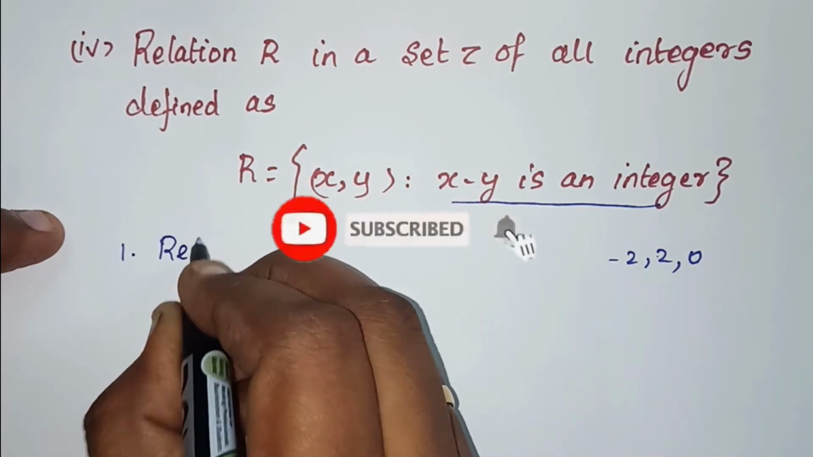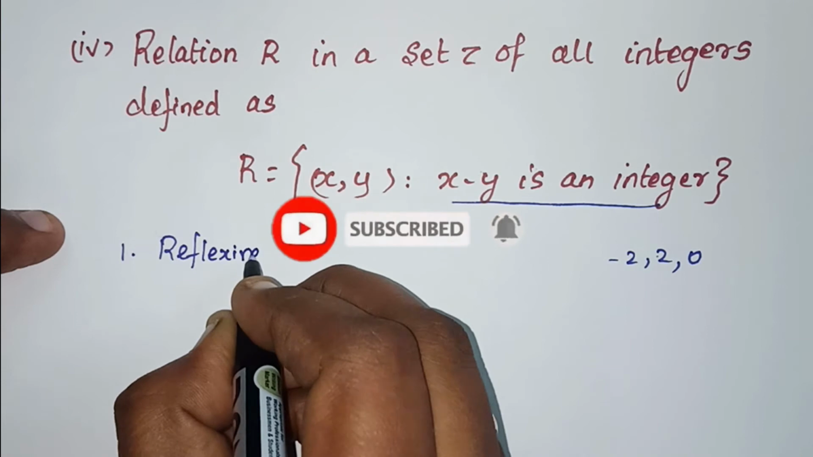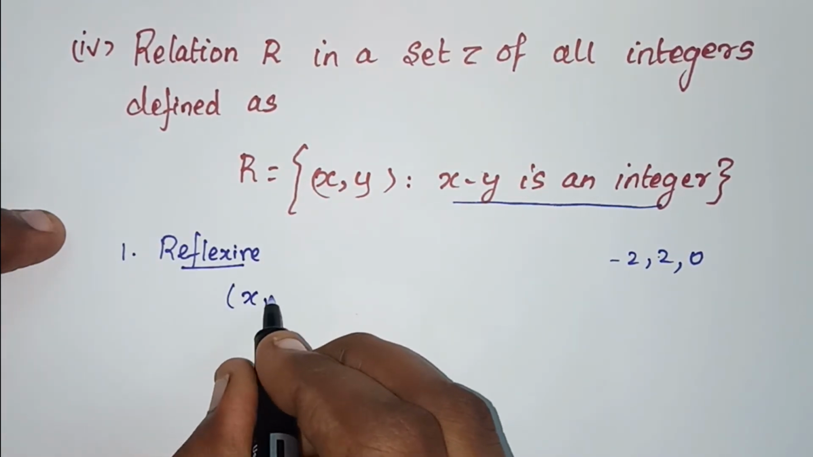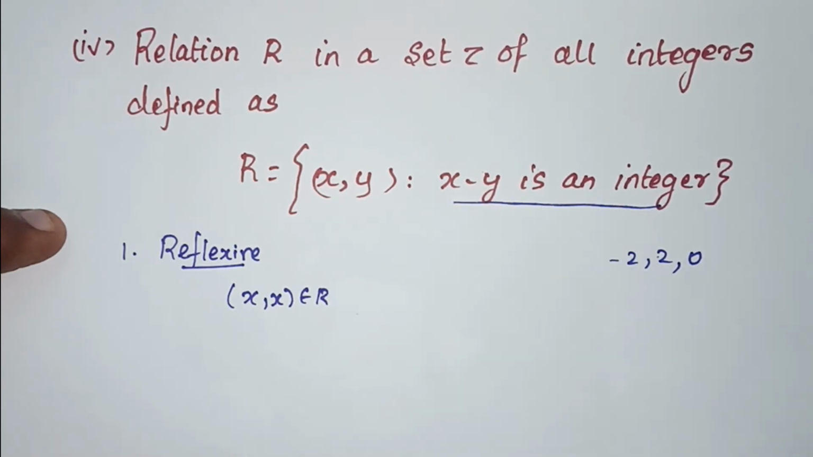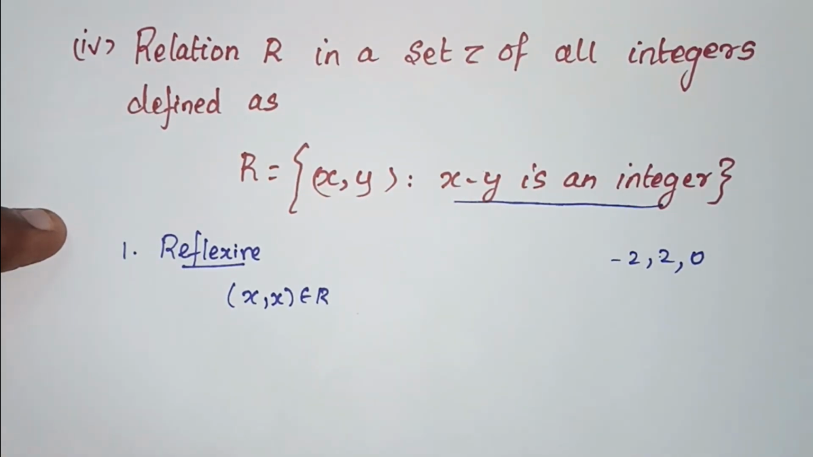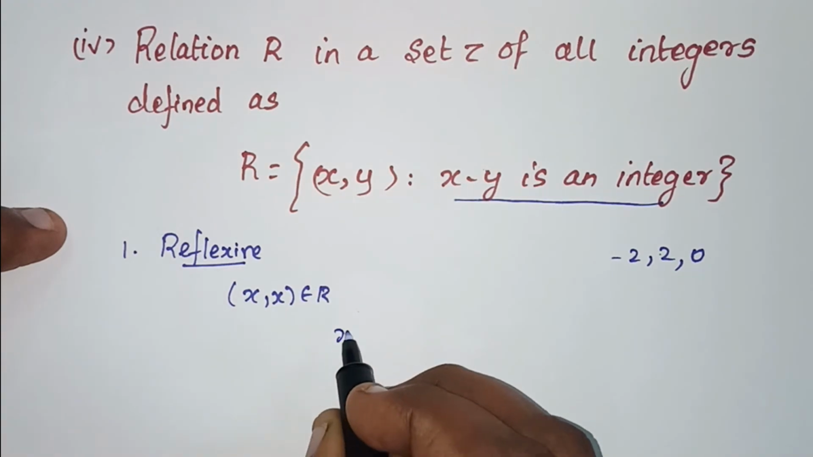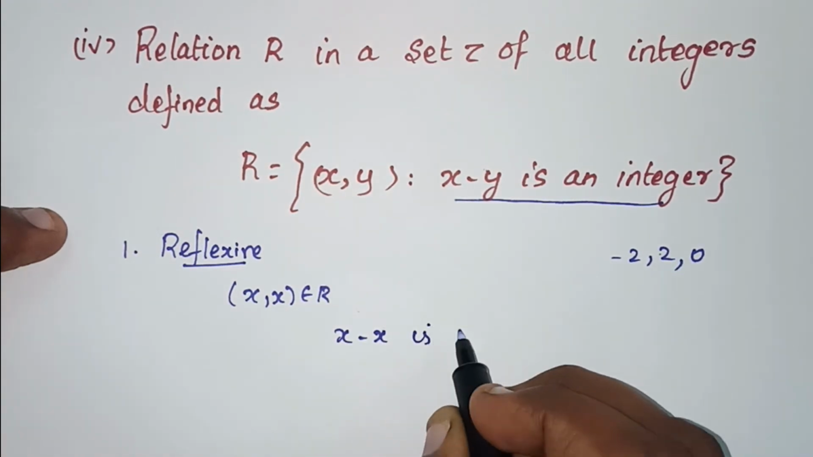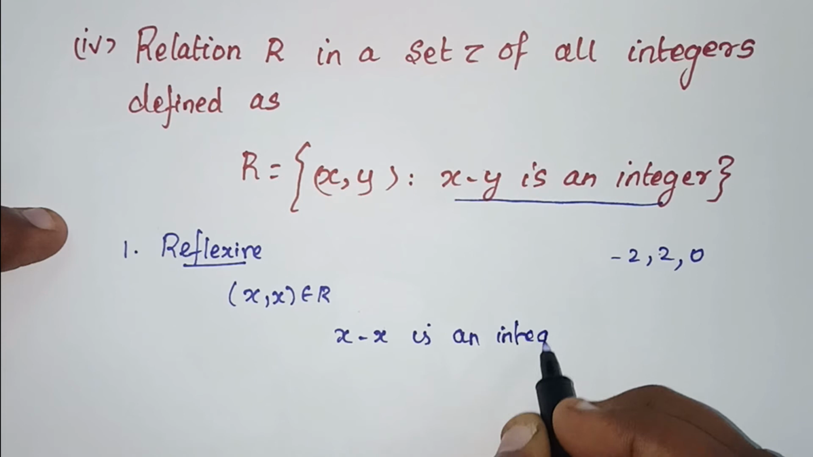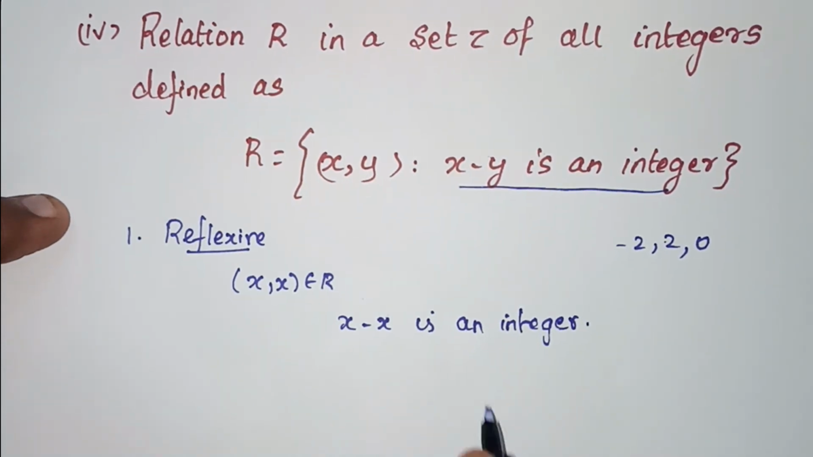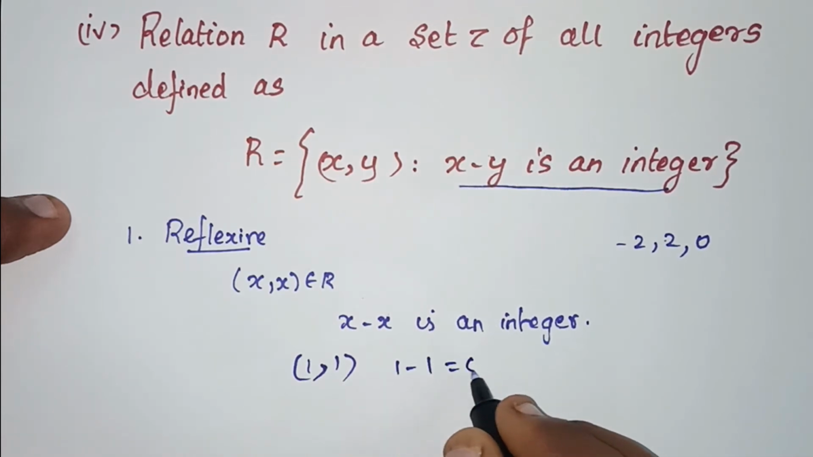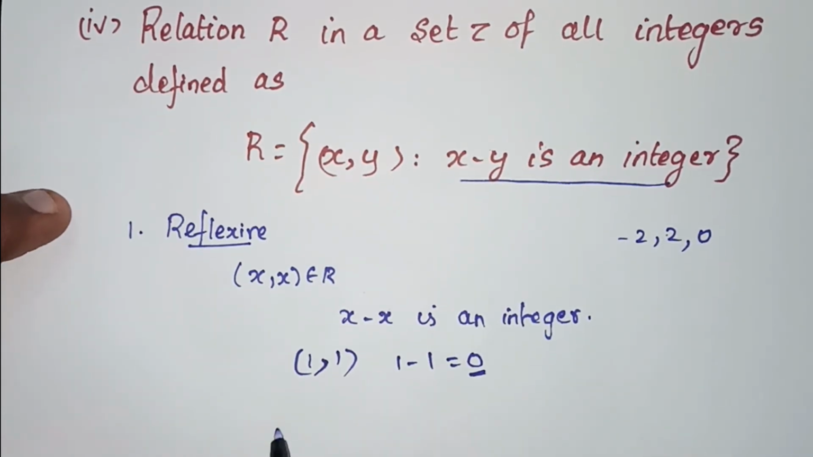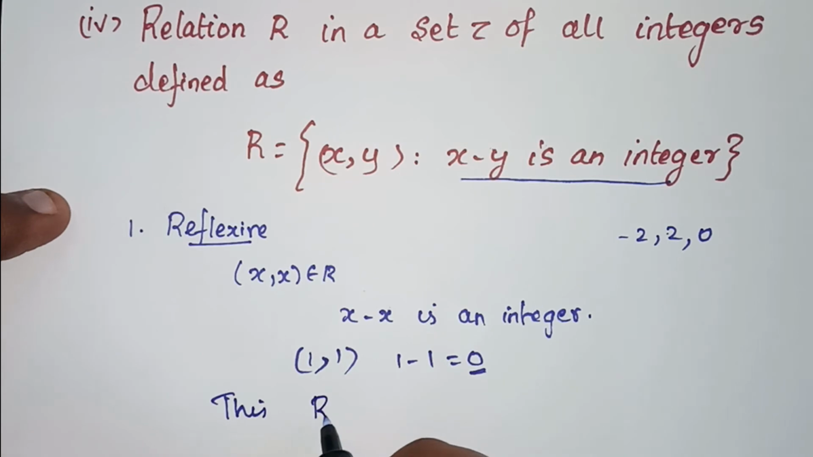So first one is reflexive. Reflexive means (x, x) belongs to this relation, right? But the given relation is x minus y is an integer. So (x, x) belongs to R means x minus x is an integer, right? For example we can take (1, 1). So 1 minus 1 is 0. So 0 is an integer. So this relation is reflexive.